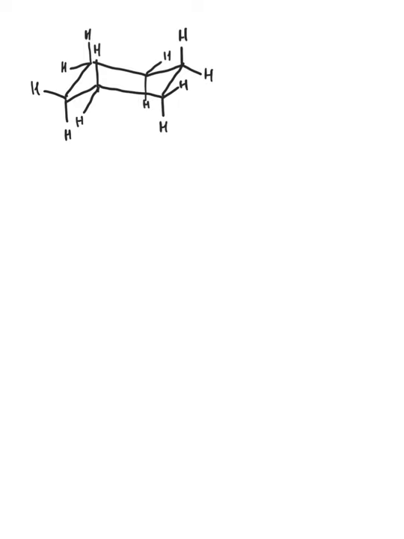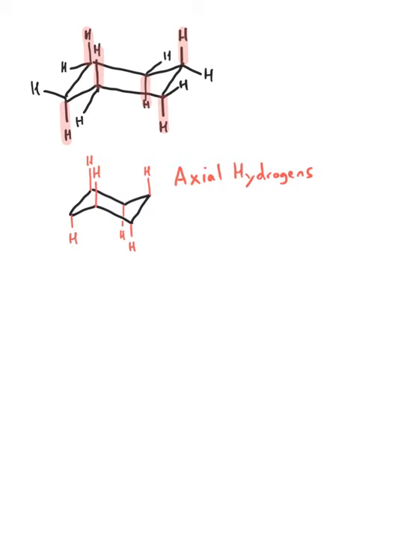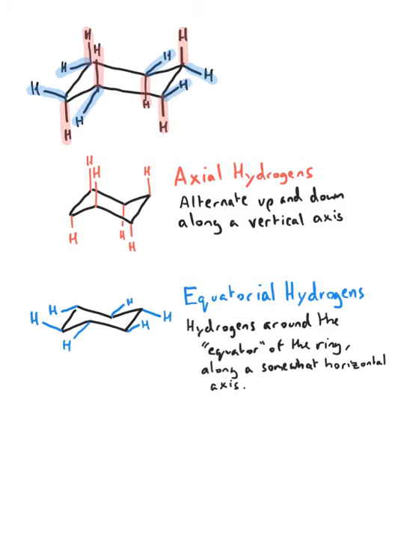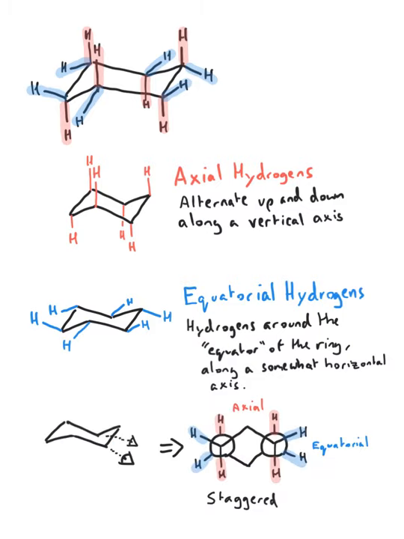Now that we have this somewhat 3D model of the cyclohexane, we will notice that there are 2 different types of hydrogen around it. We have the axial hydrogens, which alternate up and down around the ring, and equatorial hydrogens, which are around the equator of the ring, i.e. somewhat horizontal. We can see that from a Newman projection, all of the hydrogens are staggered.